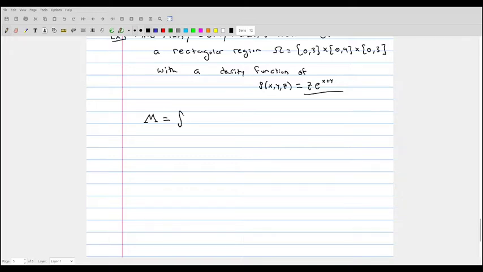So the total mass is going to be the triple integral over omega of the density function, which is going to be the triple integral for x from 0 to 3, y from 0 to 4, and z from 0 to 3 of the function z times e to the x plus y, dz dy dx.